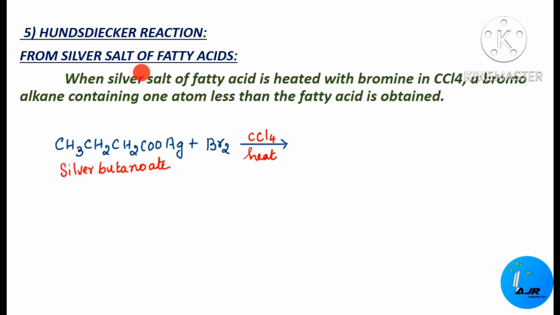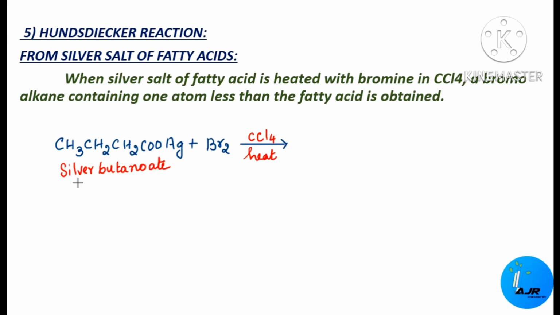That is from silver salt of fatty acids. When a silver salt of fatty acid is heated with bromine in CCl4, a bromoalkane containing one carbon atom less than the fatty acid is obtained. So when this silver salt of fatty acid is treated with bromine in carbon tetrachloride and heated, we will be getting the haloalkane, one atom less than that of the fatty acid. Let us see how this happens.